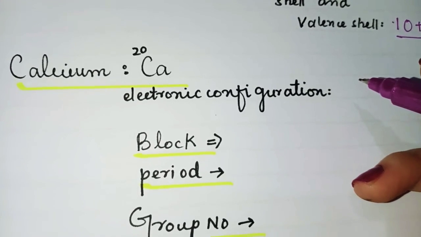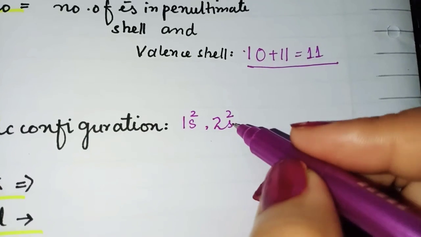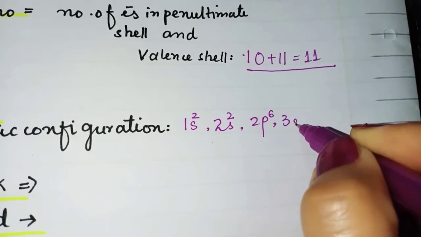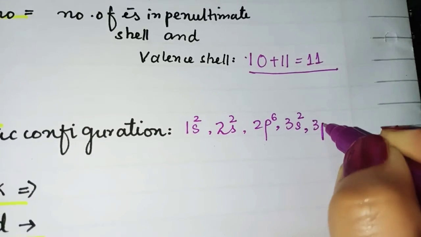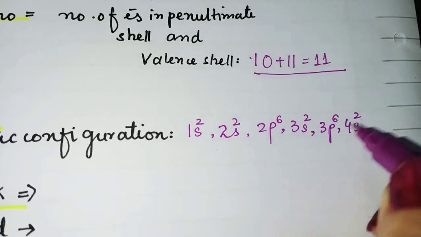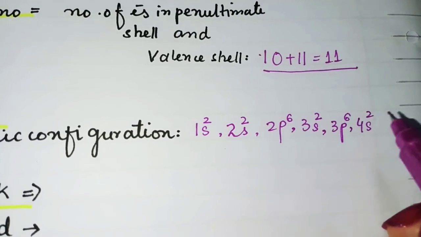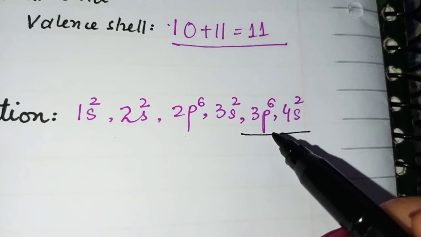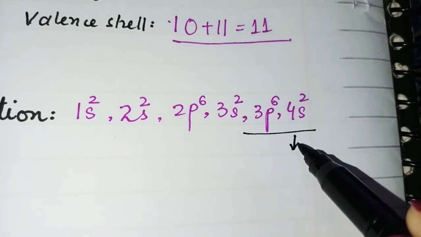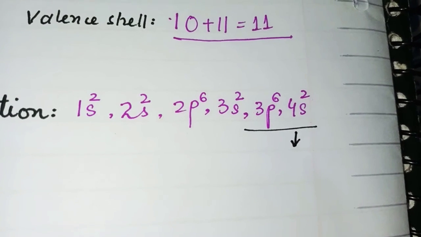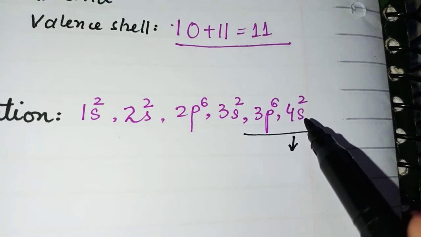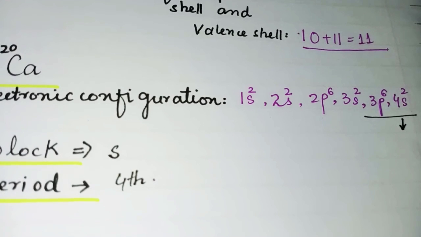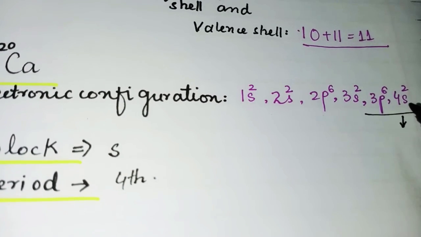So next is calcium. So let's see how it goes. Okay, let me write the electronic configuration. That is 1s2, 2s2, 2p6, 3s2, 3p6, 4s2. So we have 20 electrons that are accommodated in different subshells. So per n plus l rule, 4s is the last subshell which receives the last electron. So I can say that this element belongs to s block, and the period number is 4, because the highest principal quantum number is 4, as you can see here.